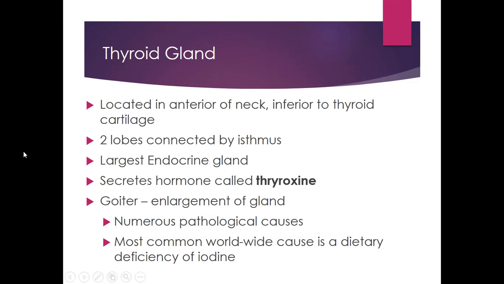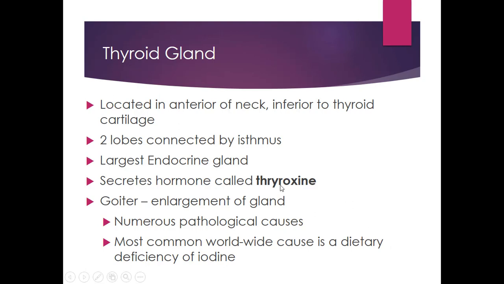Okay, so moving past the salivary glands, we're going to talk about the thyroid gland. So you palpate this gland as well during your extraoral exam. It's located in the anterior of the neck, inferior to the thyroid cartilage. There's 2 lobes connected by the isthmus. It's a large endocrine gland, so that means that the hormone secreted, which is called thyroxine, is secreted into the bloodstream directly. A goiter is an enlargement of this gland.